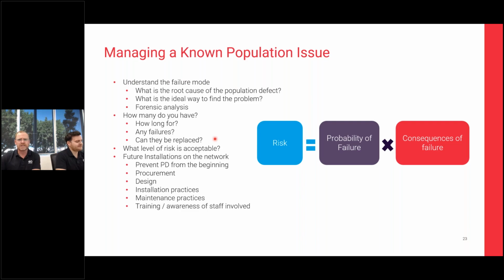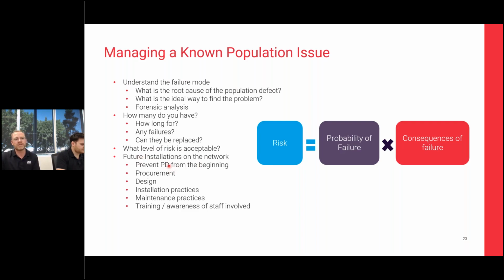So you want to allocate some assets there. And can they be replaced? How many spares do you have? All that type of stuff. What level of risk is acceptable for your network and for those assets in that location? And then what you want to do is protect yourself from PD defects in the future by planning for the future. If we're going to keep building this type of switchboard in this type of environment with these type of installation techniques, are we going to get PD?